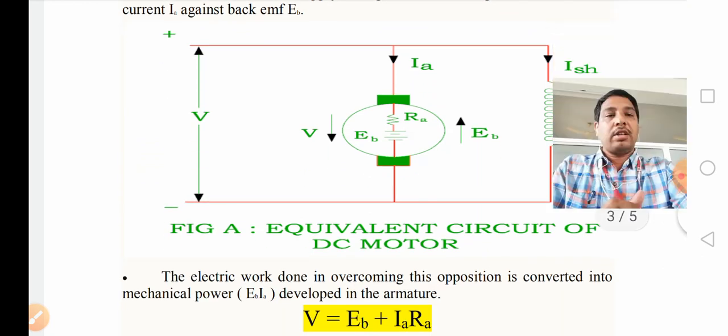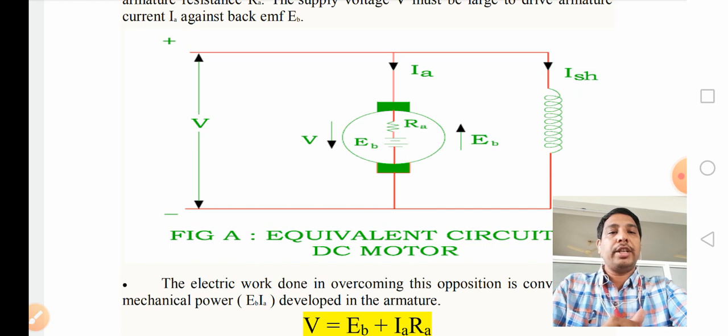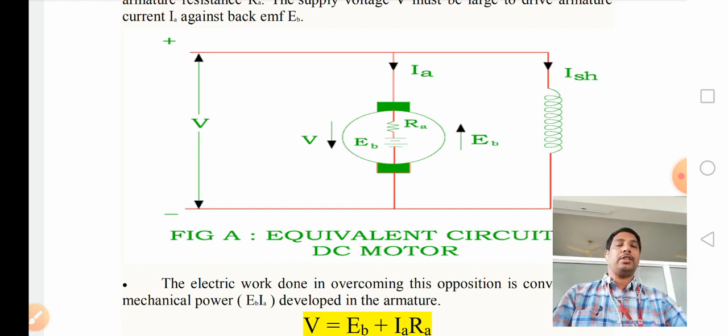This is the total equivalent circuit diagram of the motor which I am showing here. EB is upward and V is downward, and this is the shunt field. So this is the equivalent circuit of the shunt motor.